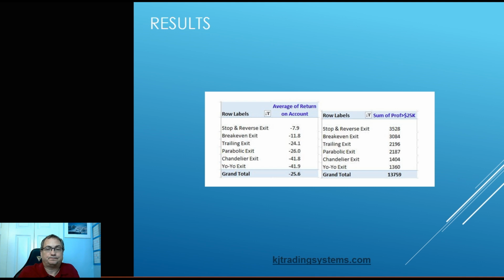So let's take a look at the results. Return on account on the left and the number of profitable cases on the right. You can see in order, break even and trailing, they do better than the parabolic, chandelier, and yo-yo. So actually there's probably three categories here. The stop and reverse and break even, yeah, they do close to the same, although stop and reverse is better. Then you have the parabolic and the trailing. They're kind of like middle of the range. And then you have some bad ones, the chandelier exit and the yo-yo exit, which kind of surprised me that those two were the worst, but that's the way it came out.